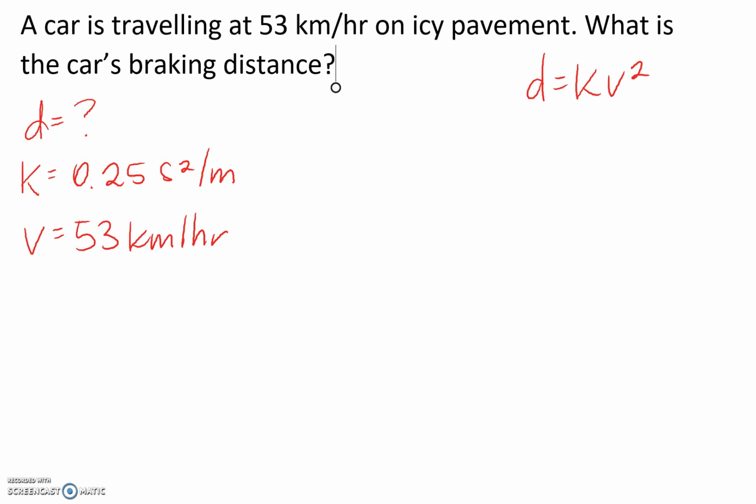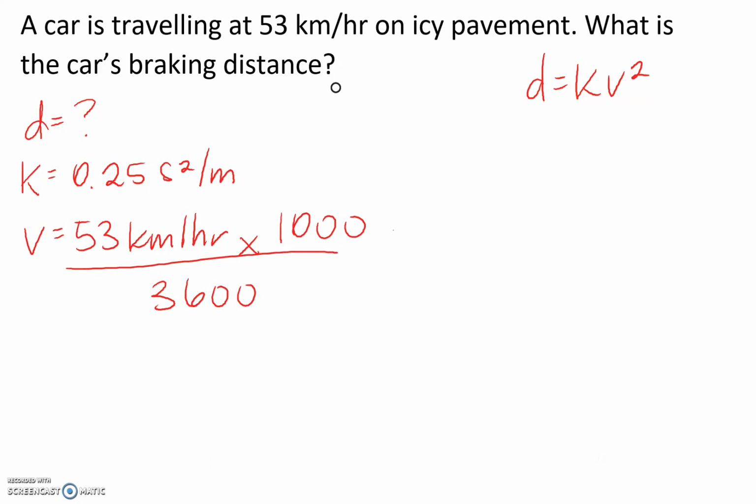Now, if you look closely at the values that you're given, you'll notice that the units don't match up. Your K value is provided in seconds squared per meter, and your speed value is in kilometers per hour. So this is one of those times where we have to use those conversion factors that we talked about at the start of this recording in order to get our units to match up before we can proceed. Because we have kilometers per hour and we want to go to meters per second, we multiply by 1,000 and divide by 3,600.